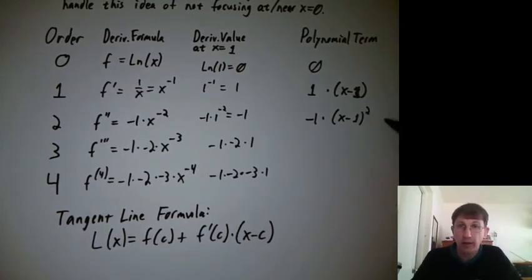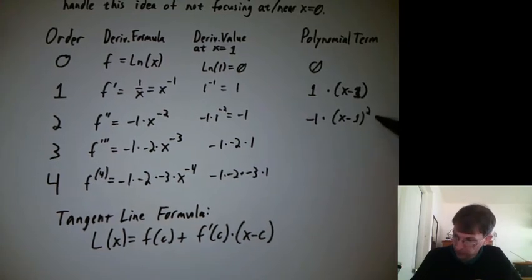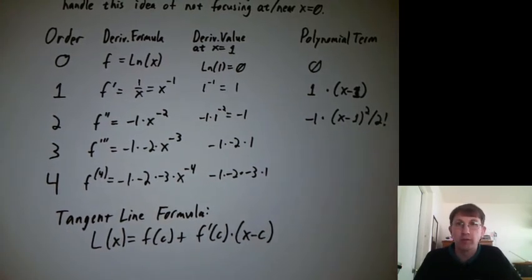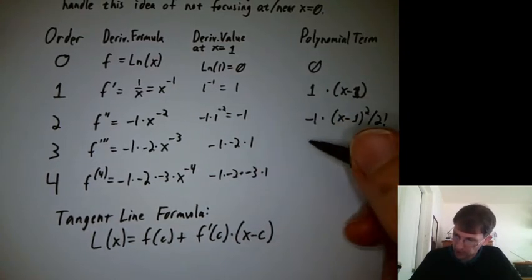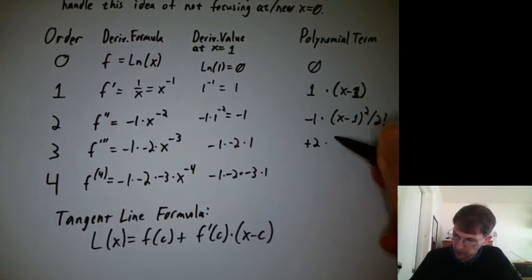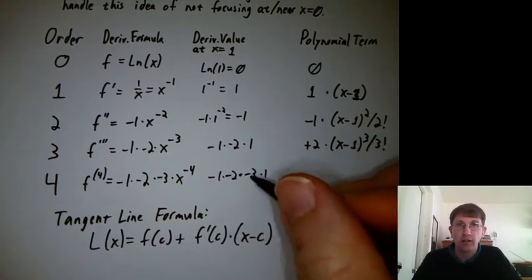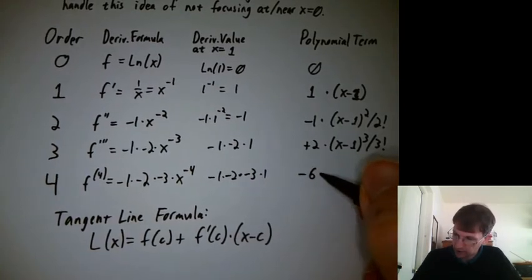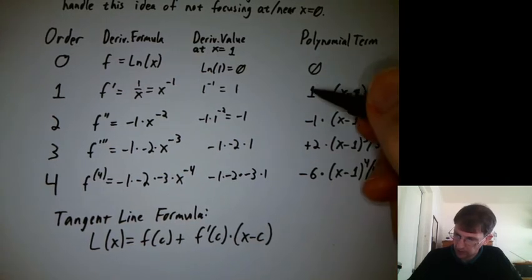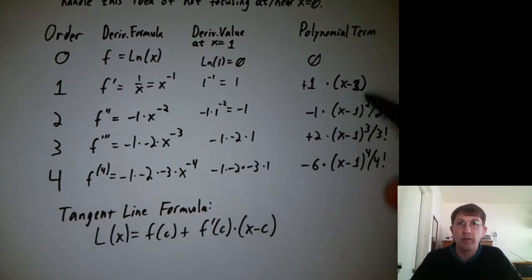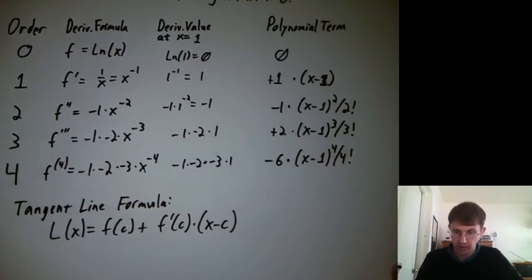And then square that and then divide by 2 factorial. Same system as before. And then our coefficient here is what? Positive 2 times x minus 1 cubed divided by 3 factorial. And then here we've got a negative 6 times x minus 1 to the 4th over 4 factorial. So if you add those all up, that's our polynomial approximation.